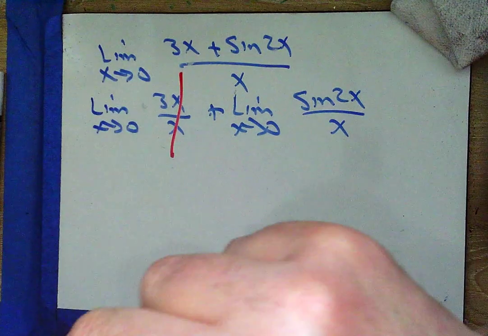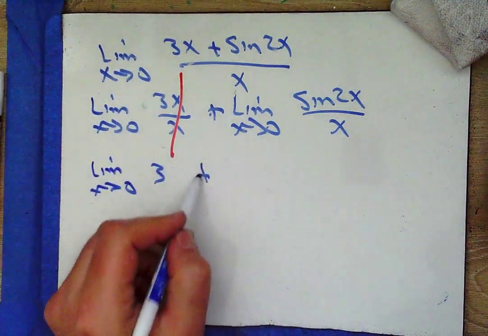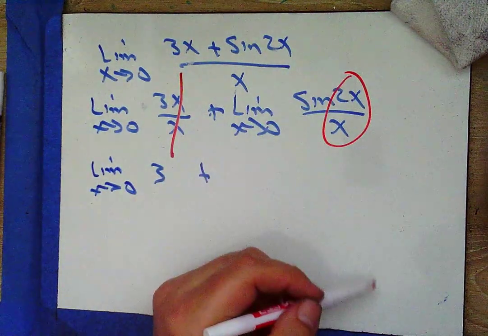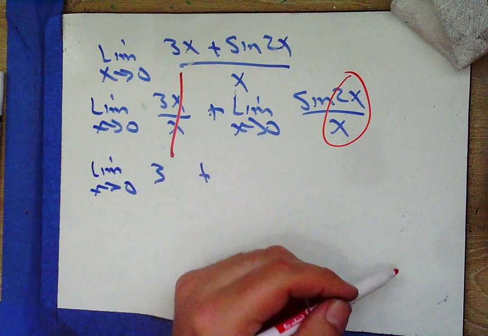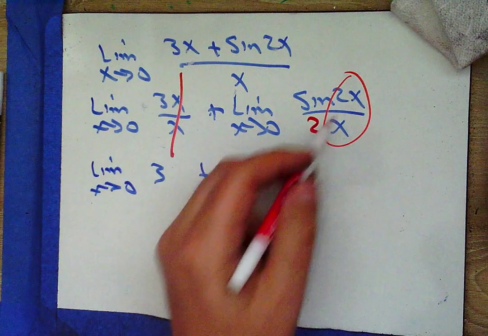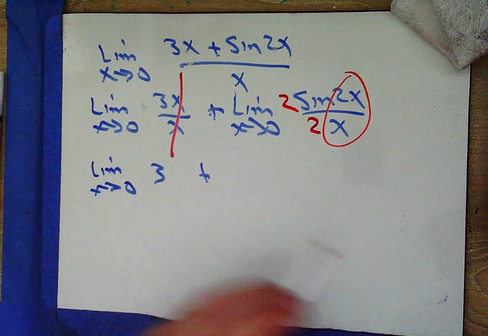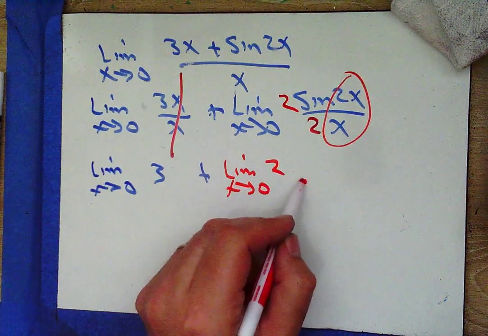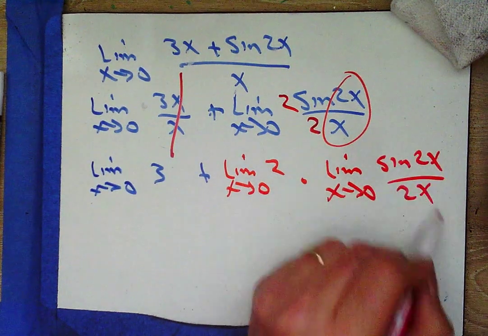So what can we do here? Well, I can cancel those, and now this is just going to be the limit as x approaches 0 of 3 plus, and what can we do here? Well, I remember that these need to be the same. And if I can make these the same, then the limit of this as x approaches 0 is going to be 1. So how am I going to do that? Well, I'm going to multiply the bottom by 2, so they can be the same. But if you're going to multiply the bottom by 2, you also have to multiply the top by 2. So now I'm going to have the limit as x approaches 0 of 2 times the limit as x approaches 0 of sine 2x over 2x.